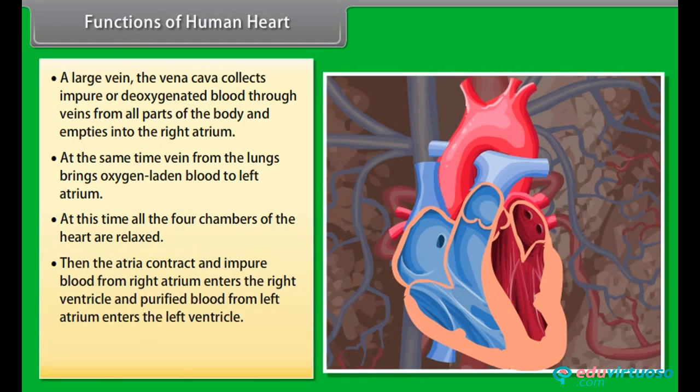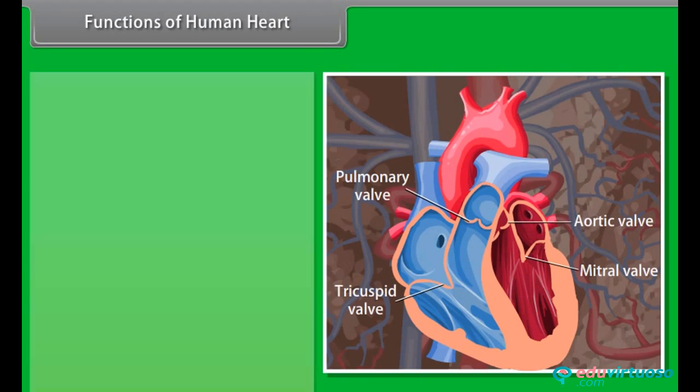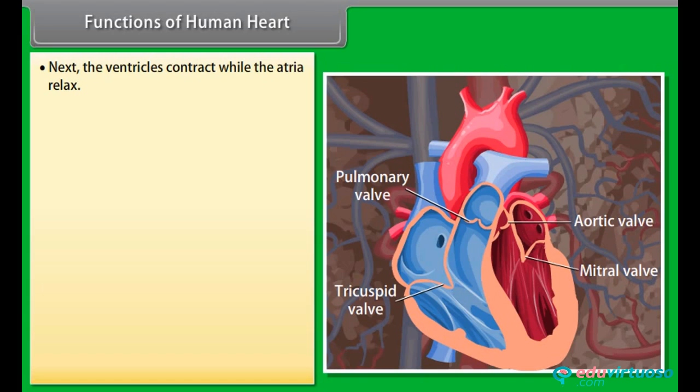Then the atria contract and impure blood from the right atrium enters the right ventricle and purified blood from the left atrium enters the left ventricle. Valves within the heart prevent blood from flowing back. Next, the ventricles contract while the atria relax.